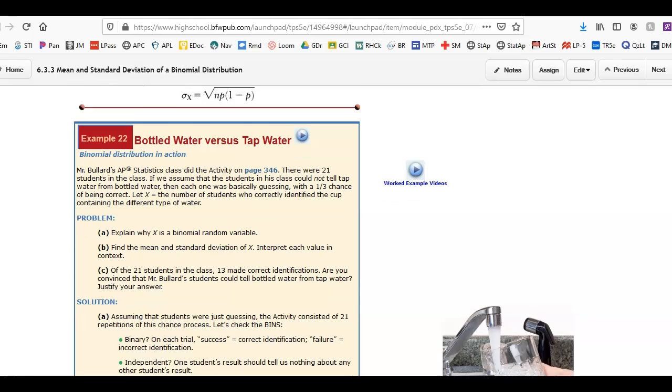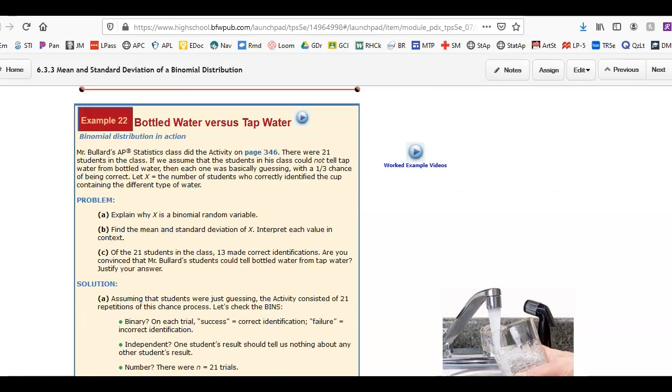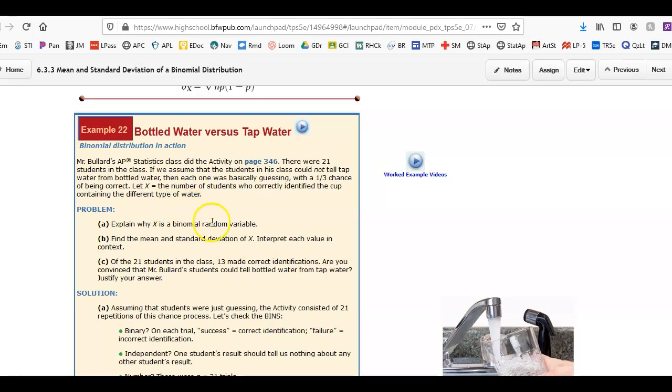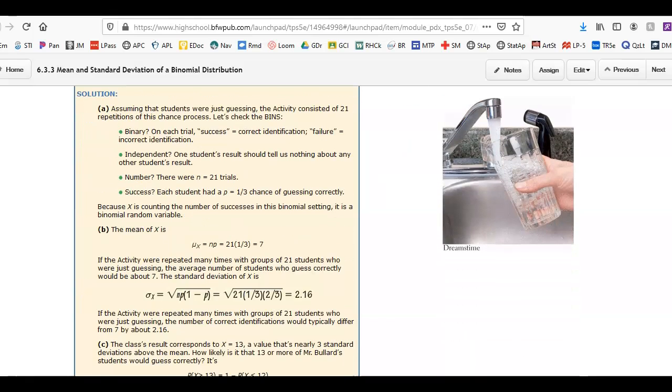Okay, now some more proofs. Okay, this gets into explain why it's a binomial random variable. That's checking bins, find the mean and standard deviation using those formulas. So just looking at the interpretation, if this were repeated many, many times, the average number of students who guessed correctly. Okay, so this many, many times, it's going through the law of large numbers again.